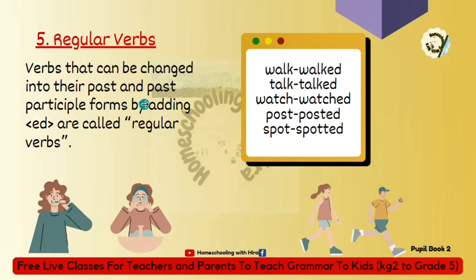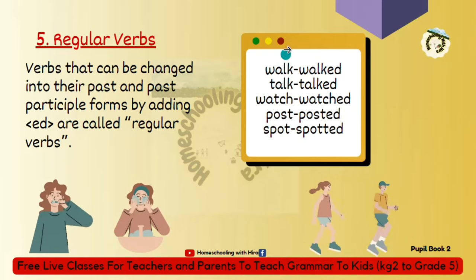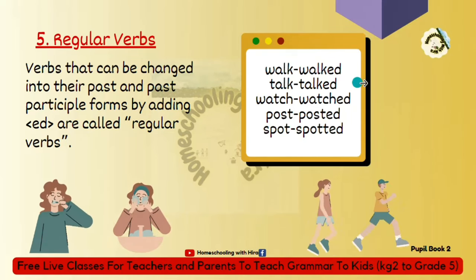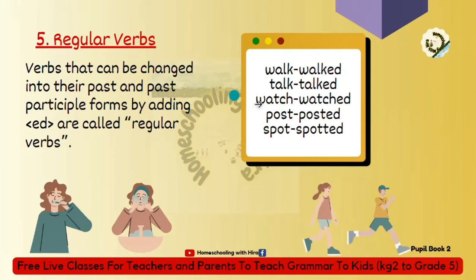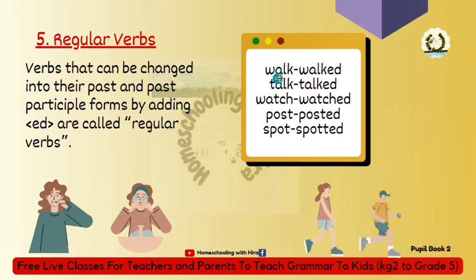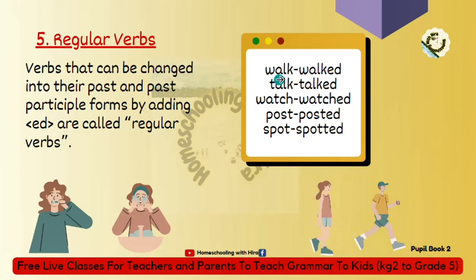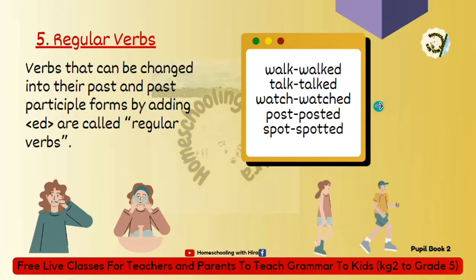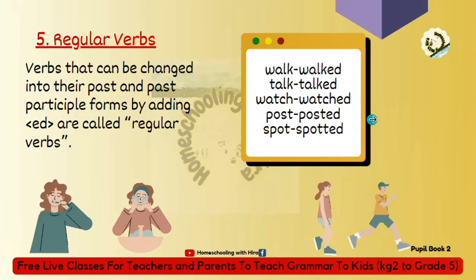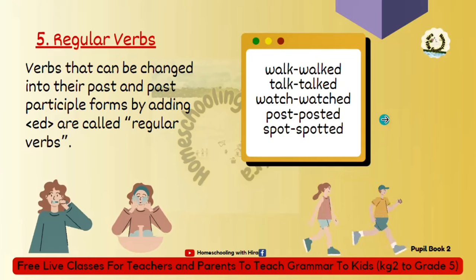सेकेंड फॉर्म. पास्ट पार्टिसिपल का मतलब थर्ड फॉर्म ऑफ वर्ब. आपको पता होगा ना, वर्ब की डिफरेंट फॉर्म्स होती हैं, प्रेजेंट फॉर्म, पास्ट, पास्ट पार्टिसिपल, प्रेजेंट पार्टिसिपल. तो पास्ट पार्टिसिपल थर्ड फॉर्म होती है जो रेगुलर वर्ब्स में खाली ईडी लगाने से भी आ जाती है. बेस वर्ब आपका है walk, वो बन गया walked, और अगर इसकी तीसरी फॉर्म पे जाएंगे past participle तो वो भी होगी walked. talk, talked, talked, watch, watched, watched, post, posted, posted, spot, spotted, spotted, right?